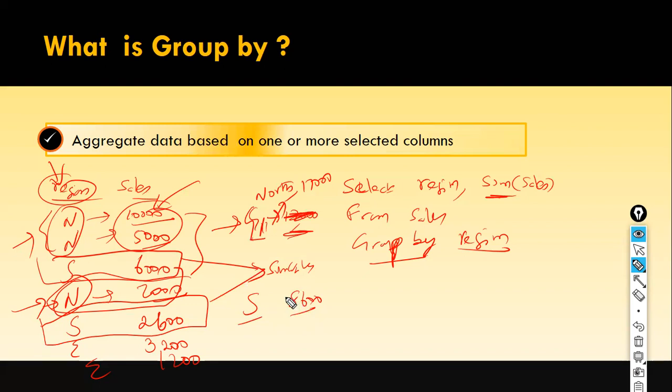So what is group by? Using group by, we can group the rows that have the same values to get the summary data. You can call it summary, summarize, or aggregation. All these terms are the same.